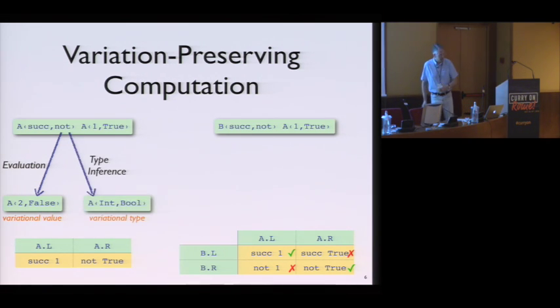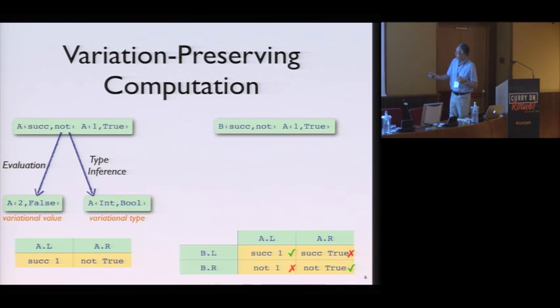Depending on whether we chose the left or the right alternative. But we can do other things, right? Evaluation is only one example. We can also do type checking, and if we infer the type of this variational program, we again get a variational type, and the type is here either int or bool depending on the variant selected.